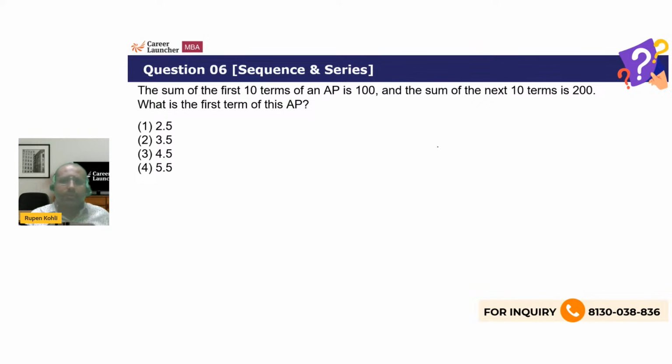All of us know that the formula for the sum of n terms, S of n, is n by 2 whole bracket 2a plus (n minus 1)d. Just make use of this formula, you get the answer. N is the number of terms, a is the first term, d is the common difference, right? So S10 is 100, the sum of the first 10 terms is 100. So 10 by 2, which is 5, and 2a plus (n minus 1)d, so this is 10 minus 1, 9d.